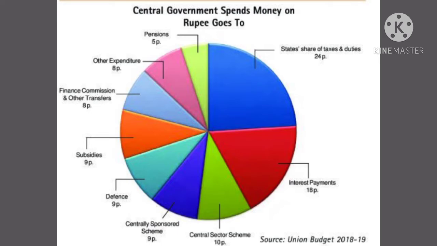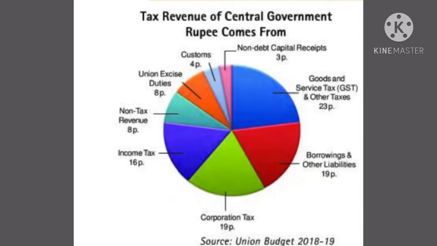And how is the government collecting its revenue for these expenditures? See the second pie chart, which is from the Union Budget 2017-18, and it shows where the tax revenue of the central government's rupee comes from. The money from where it comes. So it is a pie chart.